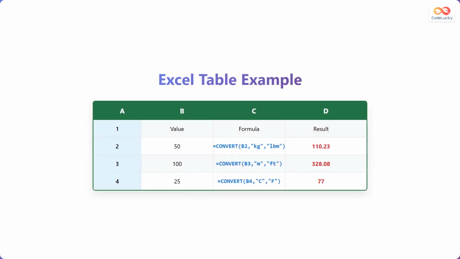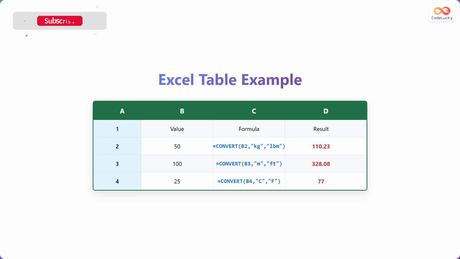Here's how you might use the convert function in an Excel table. In cell B2, we have the value 50. In cell C2, we have the formula =CONVERT(B2, "kg", "lbm"). The result in cell D2 is 110.23. This converts the value in B2, which is 50 kilograms, to pounds.